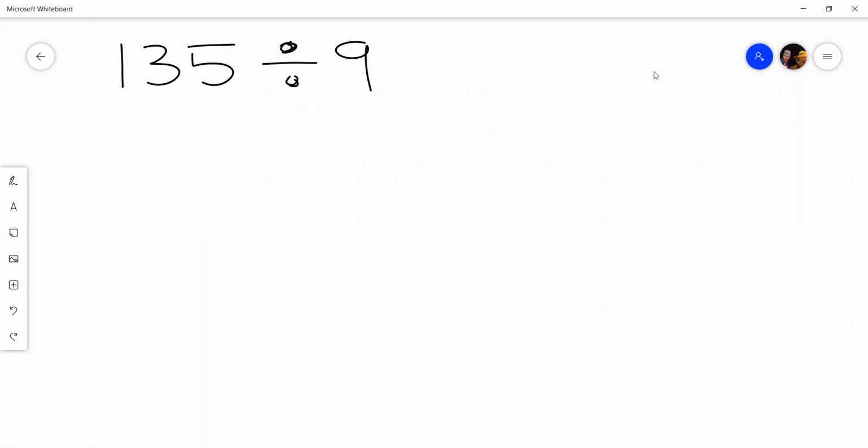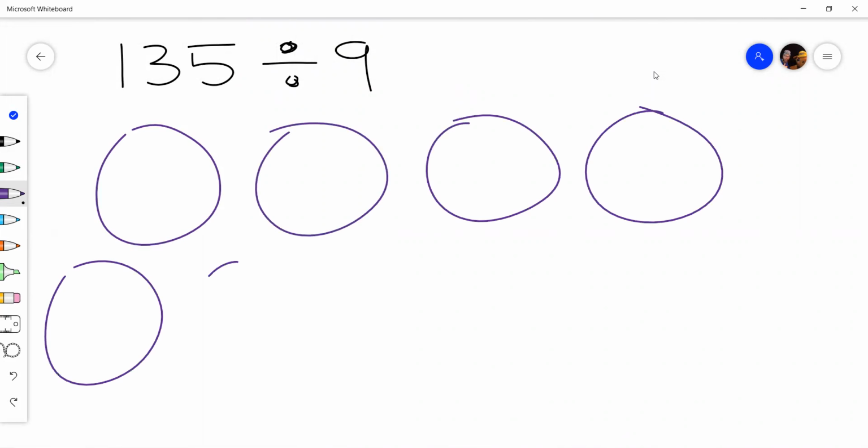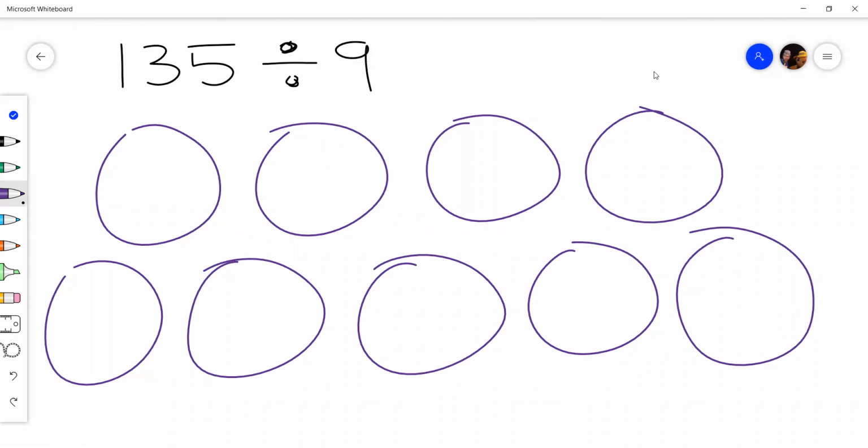Okay, so as I was saying, now, if we're taking 135 and we're going to count by ones, it's going to take us a long time to get there. So I'm going to use the concept of loops and groups, but I'm also going to skip count. So first I'm going to make my 9 circles. 1, 2, 3, 4, 5, 6, 7, 8, and 9.